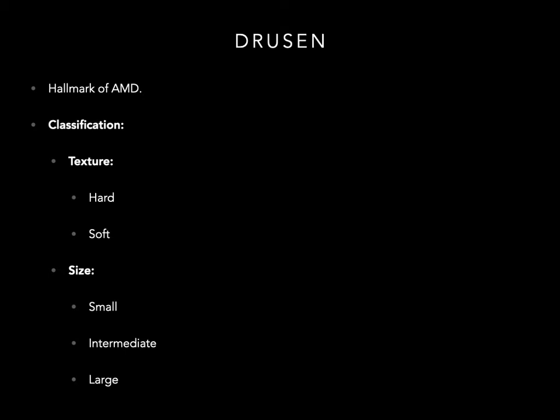Now we will talk about the clinical features of the AMD. We'll start with drusen. Drusen are the hallmark of the AMD. They are sub-RPE deposits of the extracellular material. Their color ranging from white to pale or bright yellow. Generally, they can be discrete, touching, or confluent.